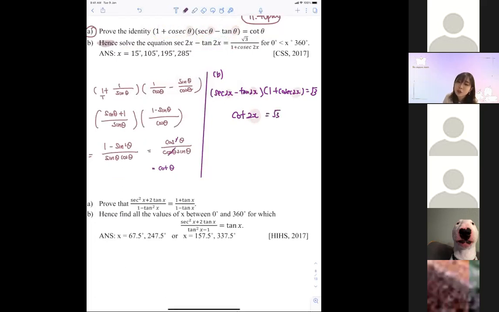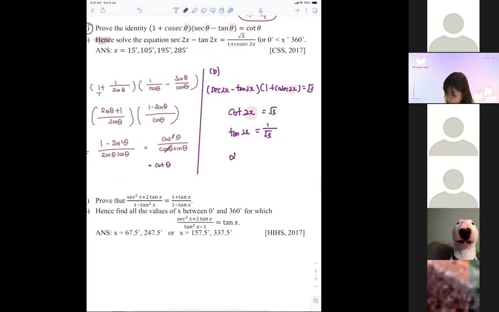You don't have cotangent in your calculator, so you change it to tangent. Cotangent is 1 over tangent, so you flip. This one you inverse, also you flip. 1 over square root 3. This square root 3 is given, so don't need to put plus minus, it's just positive. So again, we find the basic angle, this is in degree mode. Tangent inverse 1 over square root 3, you get 30.